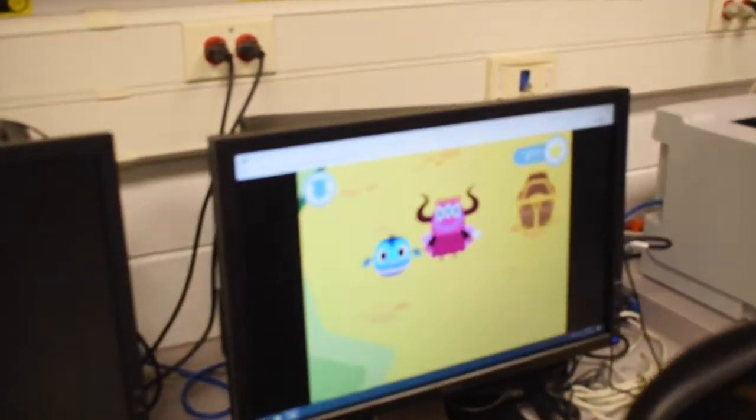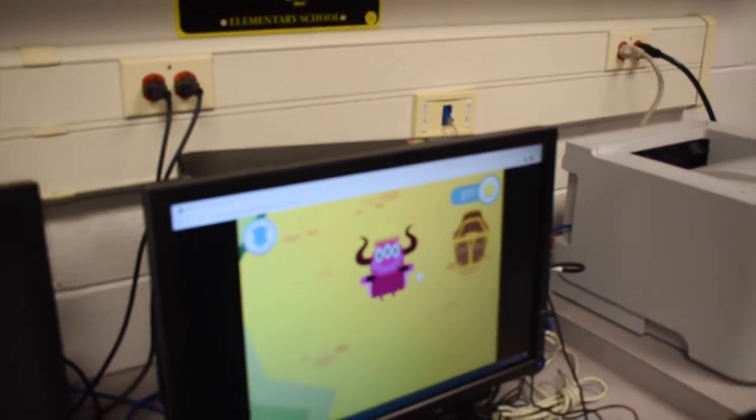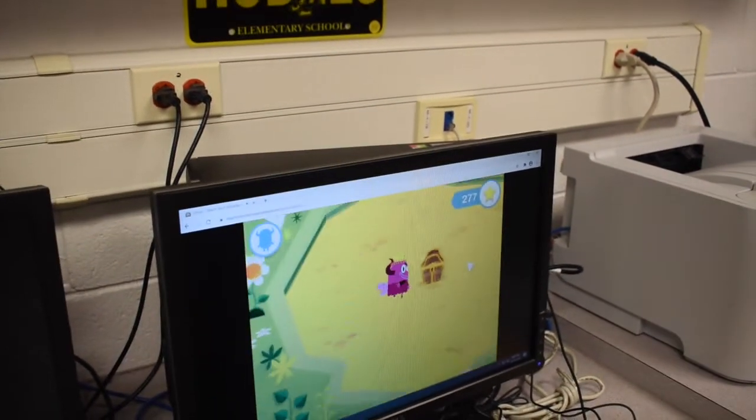And once you find your word, you take it to the monster, and the monster will open up the surprise box. Yeah, so she got it right. Yay!